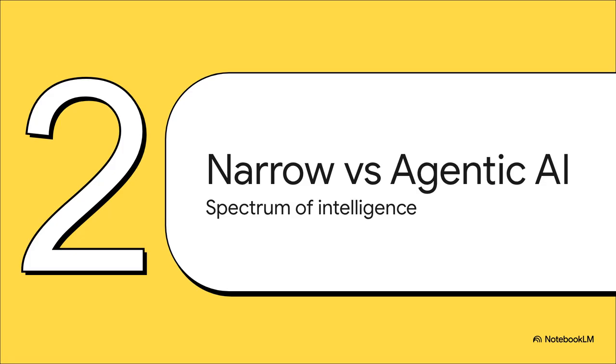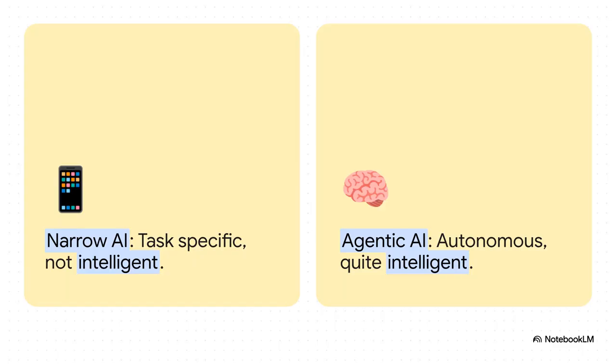Moving right along to Chapter 2, Narrow versus Agentic AI, let's look at the spectrum of machine intelligence. So on one end of the spectrum, we have what's called narrow AI. And despite the fancy name, these actually aren't considered truly intelligent. They are highly specific, constrained, task-based tools. Think about the YouTube recommendation algorithm, Siri, facial recognition, or Grammarly. They execute one very specific function based on their programming.